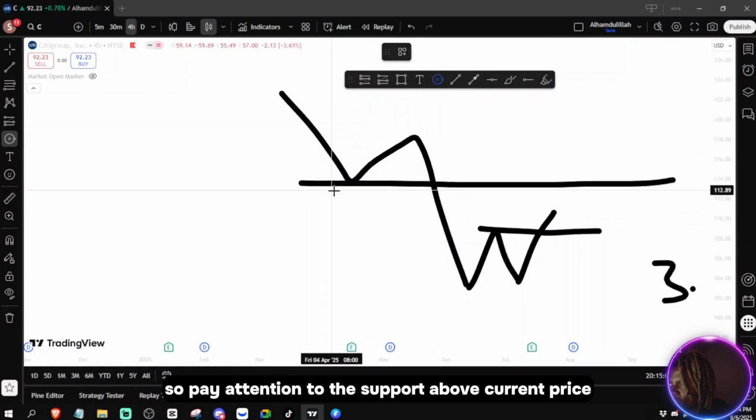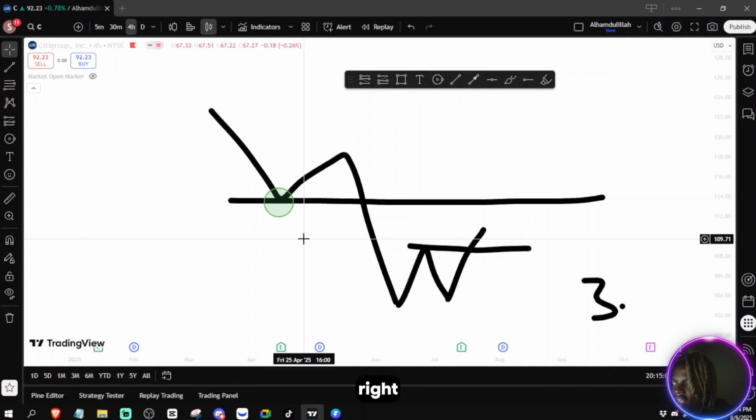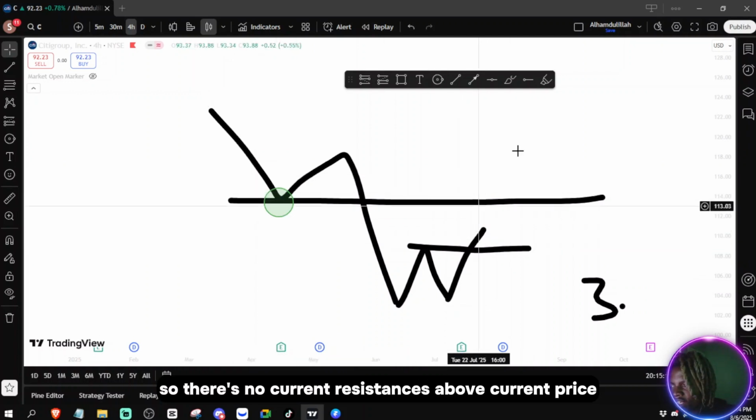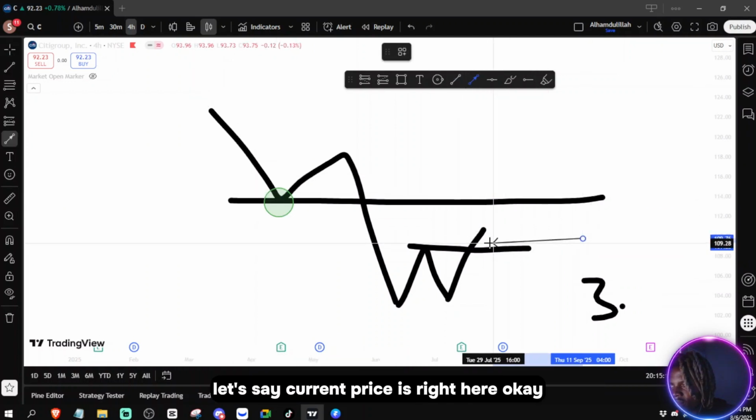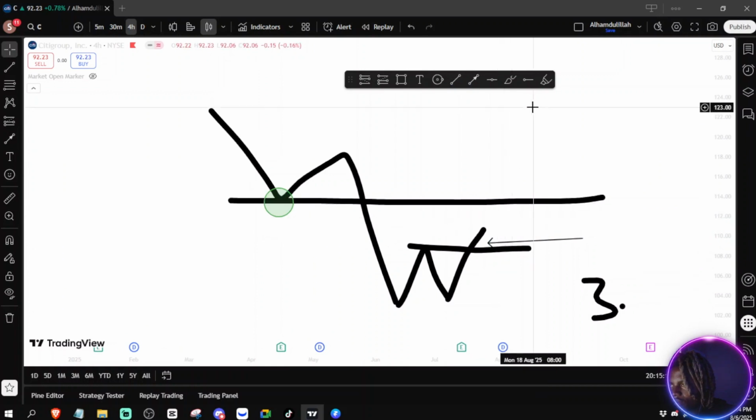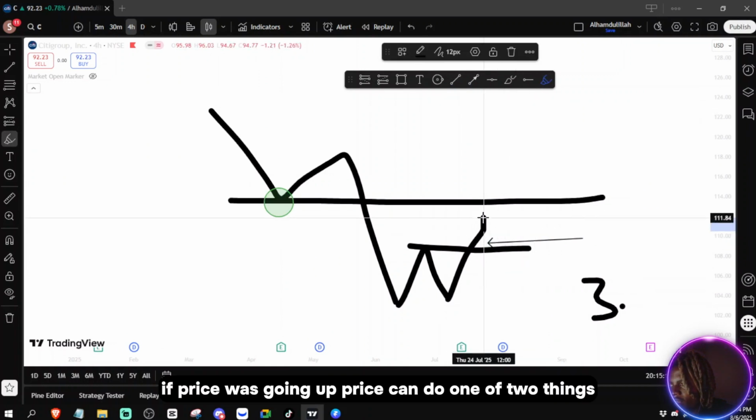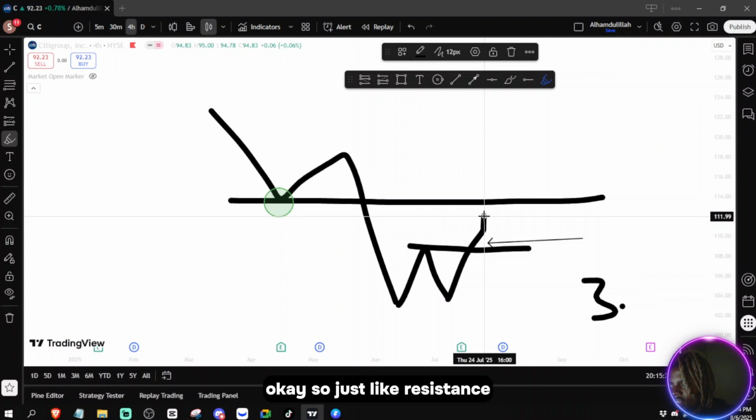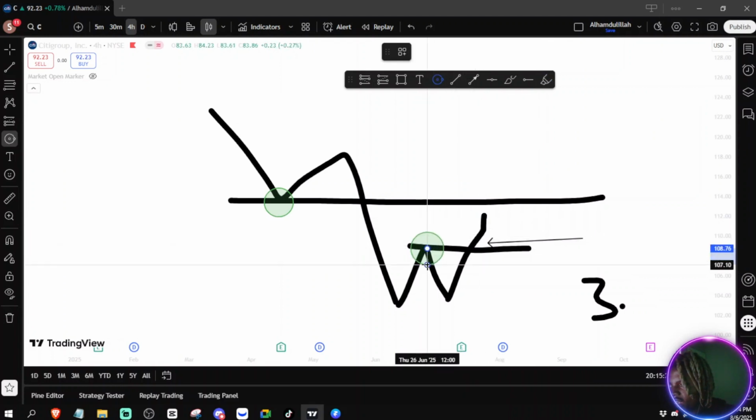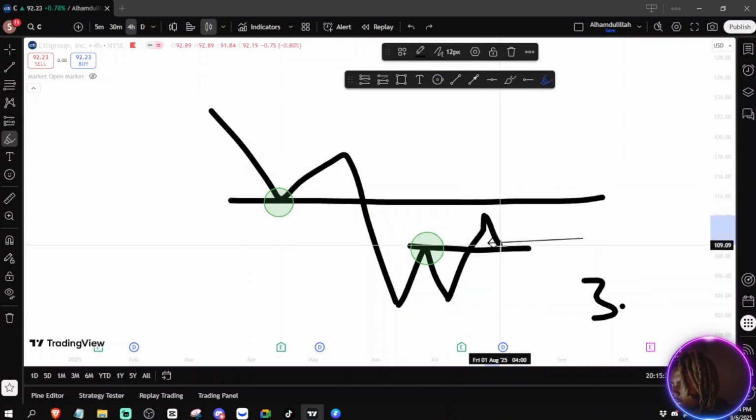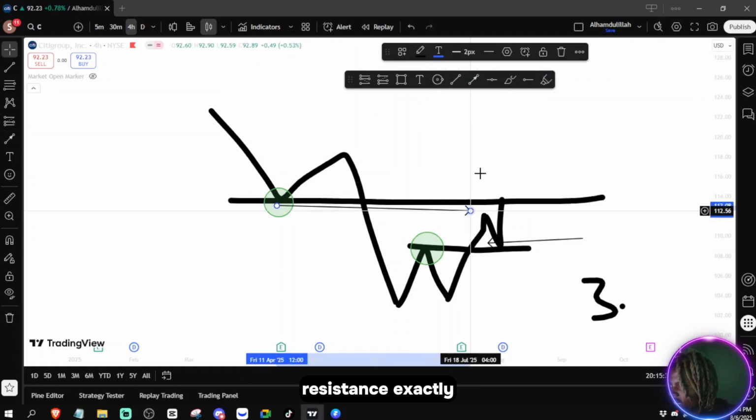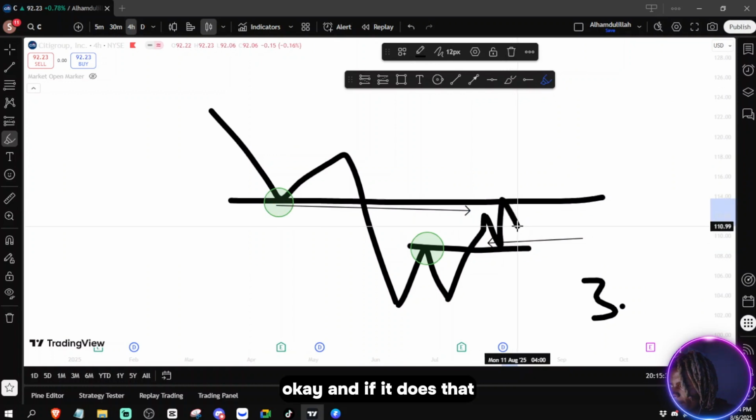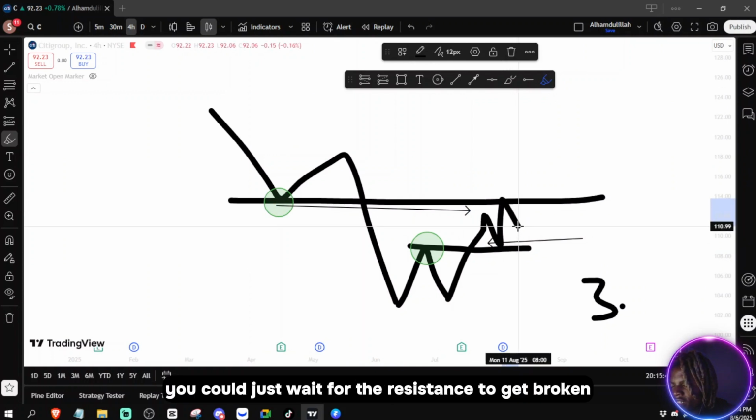Okay, so pay attention to the support above current price. There are no current resistances above current price, and let's say current price is right here. If price was going up, price can do one of two things. Just like resistance can turn into support, support can turn into resistance. Exactly.